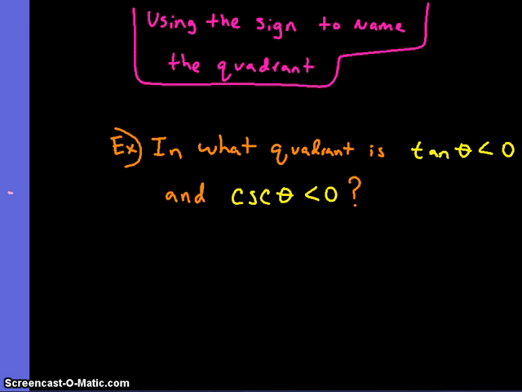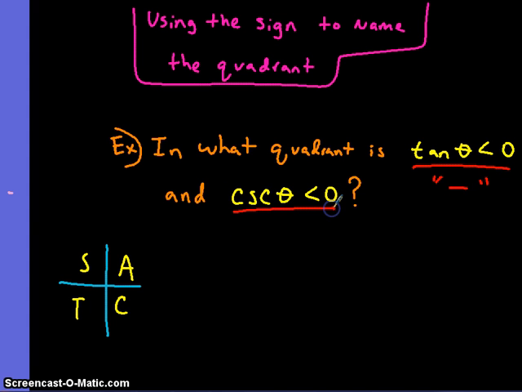So right now, write down this one, pause the video, and try this one on your own. If you tried it, you should have found, since it says tan of theta is less than 0, you look for where tan is negative. And you're also looking for when cosecant of theta is less than 0.